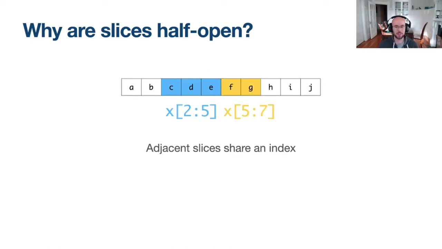Another nice property of having half open slices is that adjacent slices share an index. We can see 2 colon 5 on the left there in blue and 5 colon 7 on the right there in yellow. And they both have 5 in the middle. So if we're dividing an array, partitioning it in some way, these slices that butt up against each other will share an index, which is aesthetically nice, you could call it elegant, but more practically speaking, it tends to make things easier to write. It avoids plus ones and minus ones. It makes it a little easier to avoid those off by one errors.